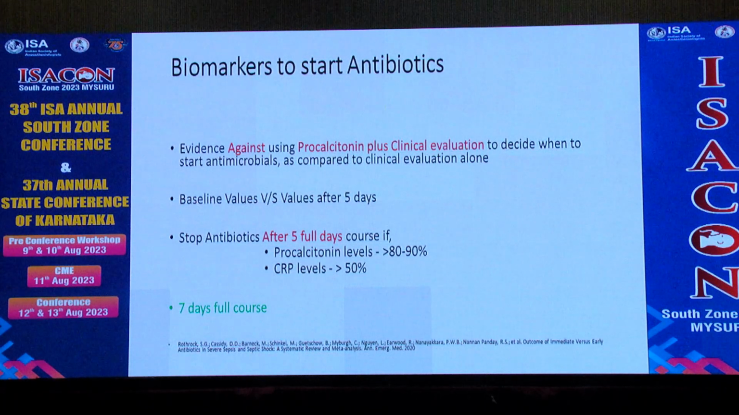After 5 days, you take one more level of the procalcitonin. You try to compare from the baseline to the latest one. Suppose it has decreased by more than 80 to 90 percent, then it is time to stop the antibiotic. That means the infection is coming down. So that is the recommendation. Otherwise, if you have already given 7 full days of the antibiotic course, you can very well stop the antibiotics.